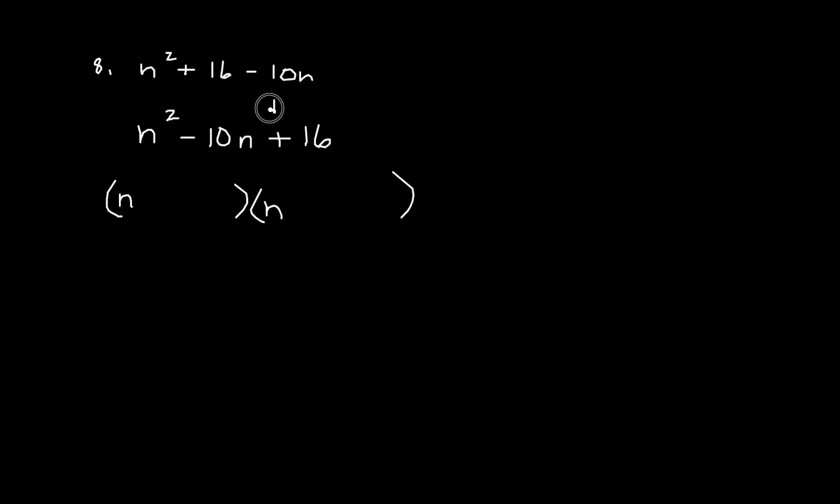First of all, you want to look at the last sign. If the last sign's positive, you know these signs are going to be the same. What are they going to be the same as? They're both going to be negative. Now, you need to think of two numbers that you can multiply together and get 16, and when you add them, you're going to get 10. So if we did 16 times 1, if we add them, we're not going to get 10. But if we did 8 times 2, when we add these, we're going to get 10. So we're going to put in here the 8 and the 2.